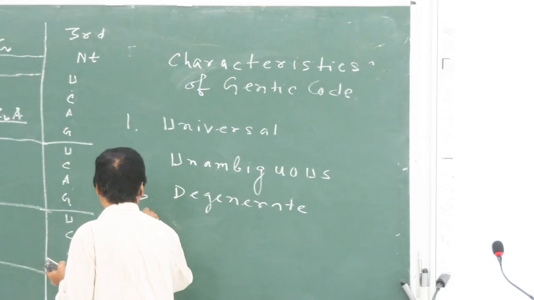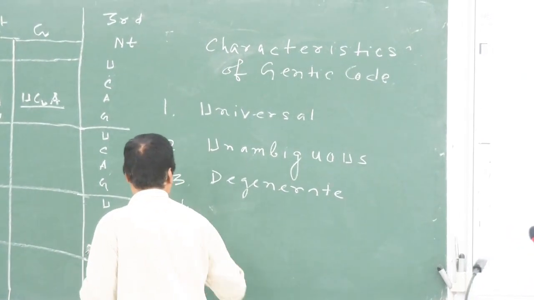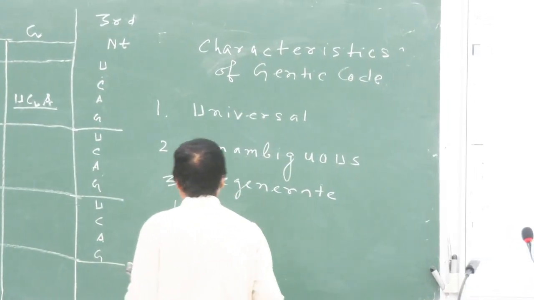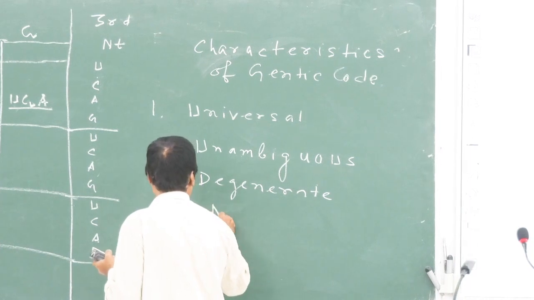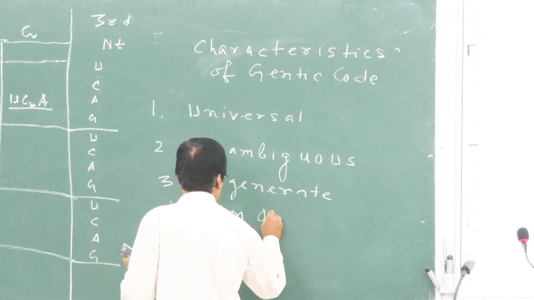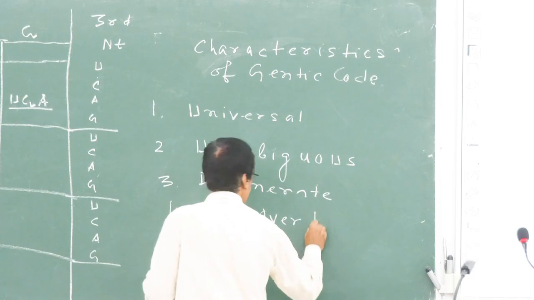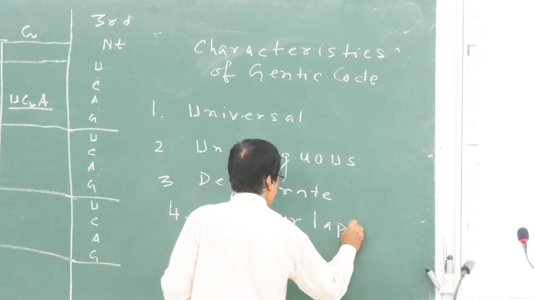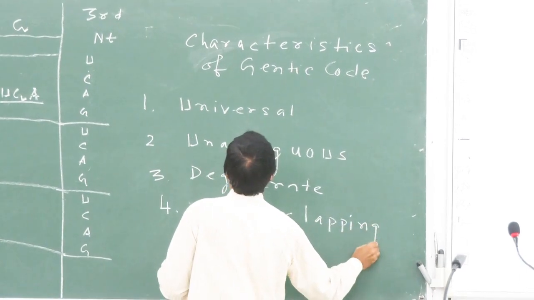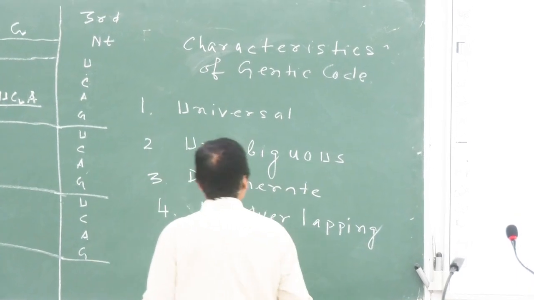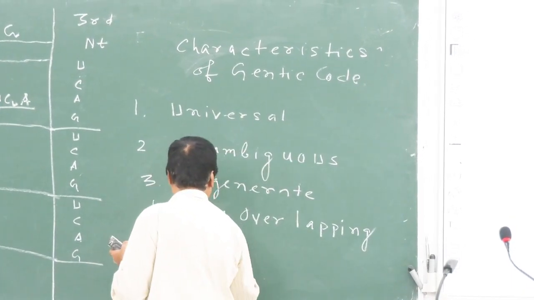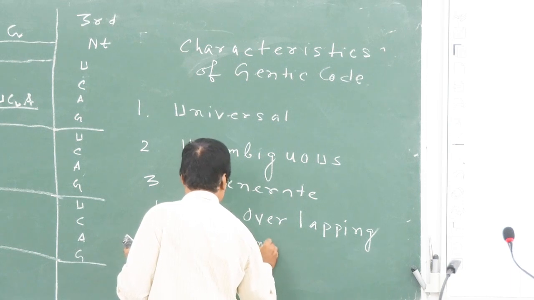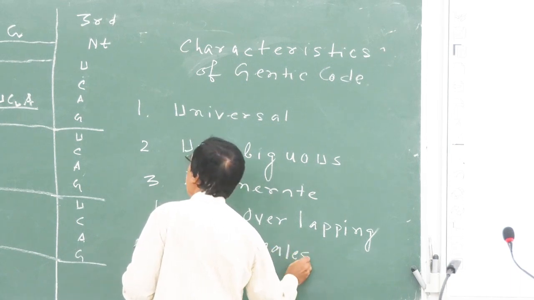Number 4. The genetic code is non-overlapping, comma-less. What does it mean?